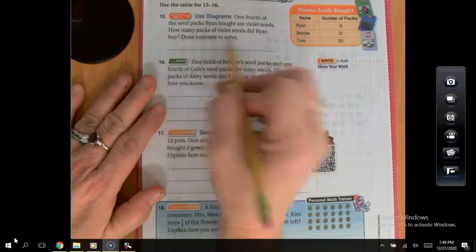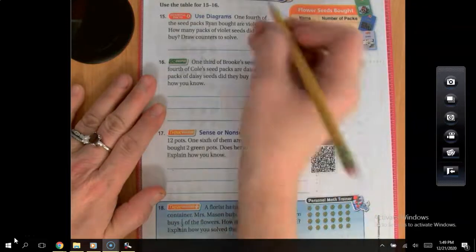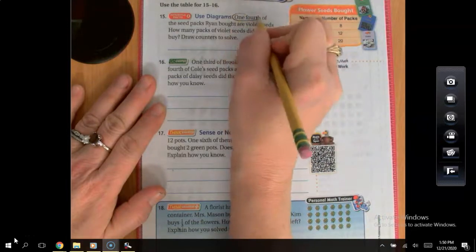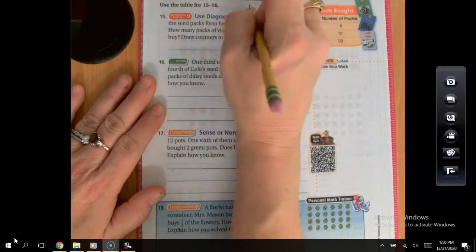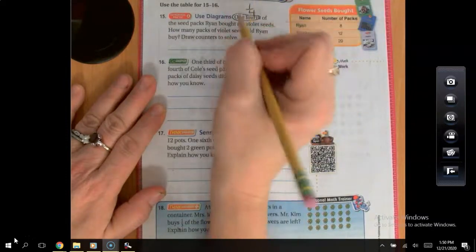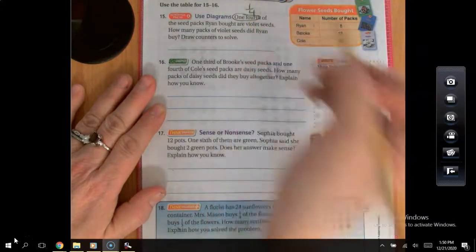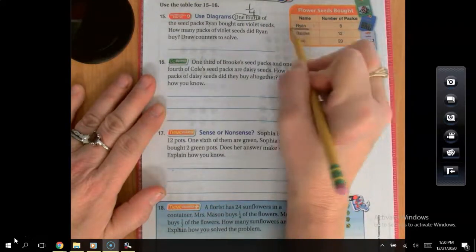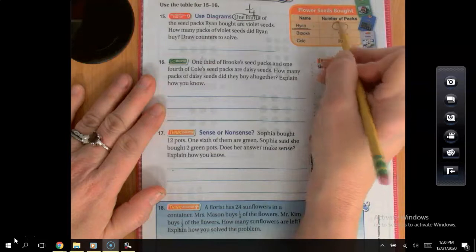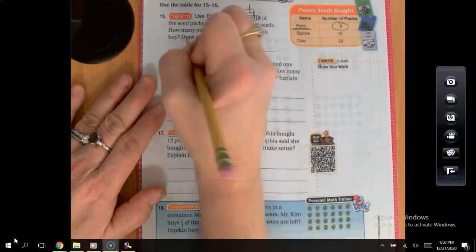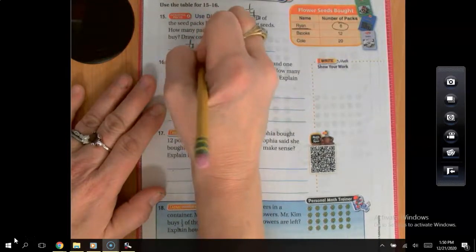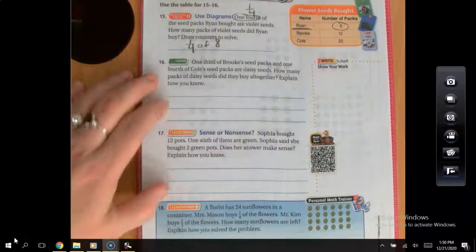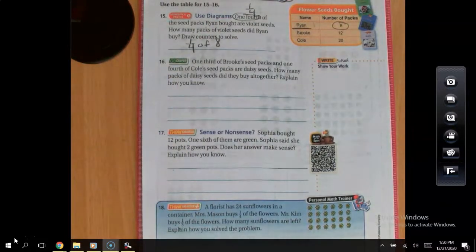Draw counters to solve. Well, I'm going to circle some things. I'm going to circle 1/4, and I'm going to write my fraction 1/4 of the seed packs Ryan bought are violet seeds. So I need to go to Ryan, because I want us to use this chart over here, and he has 8, okay? So I'm going to do 1/4 of 8.